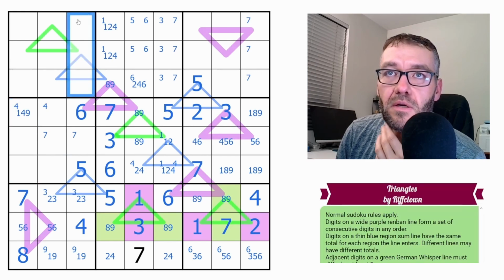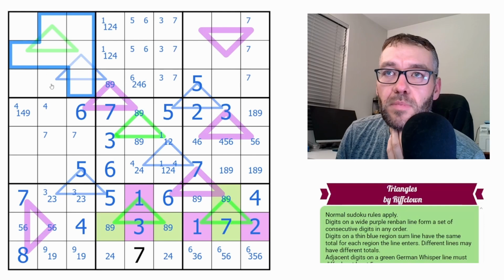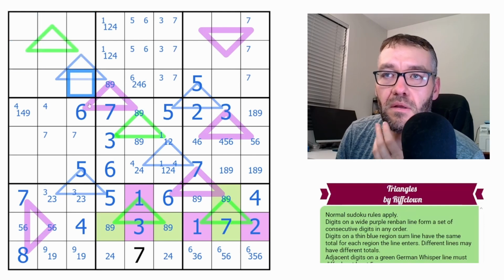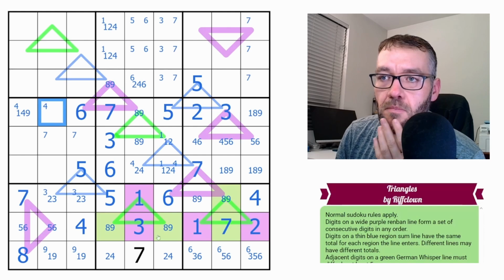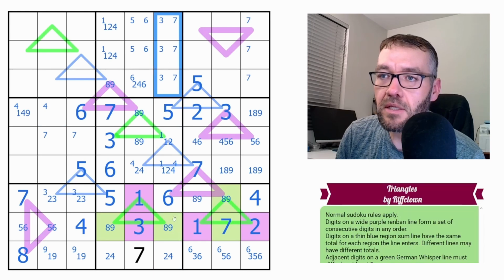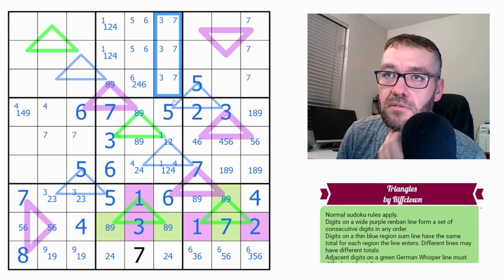Five can't go here or along the German whisper. So 5 is limited to these 3 cells in this box. I'm not sure what to do with that at the moment. I'll have to remember it. Where to go next? This is a 1, 2, 4 triple. That leaves this to be 8, 9 plus the 3, 7. 3, 7, 8, 9. I'm not sure what that really does for us.